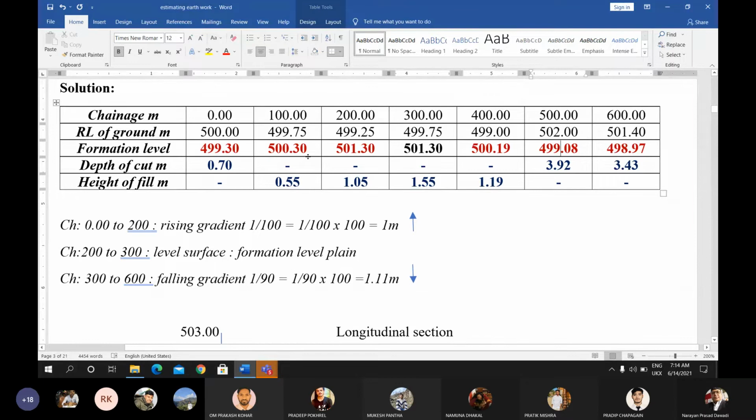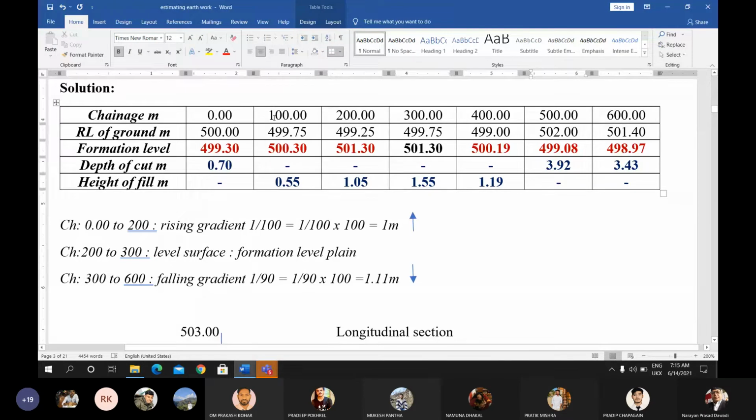So, according to the question, from 0 channel to 200 meter channel, the RL of the formation level must rise. If you calculate in the backward direction, the formation level of the 100 meter must be lower than the formation level of the 200 meter by 1 meter. If you move from 100 to 200, there is a rise of 1 meter. If you calculate from 200 to 100 meter, there must be a fall of 1 meter. That's why I am calculating from 200 to 100 meter, 0 meter in the backward direction.